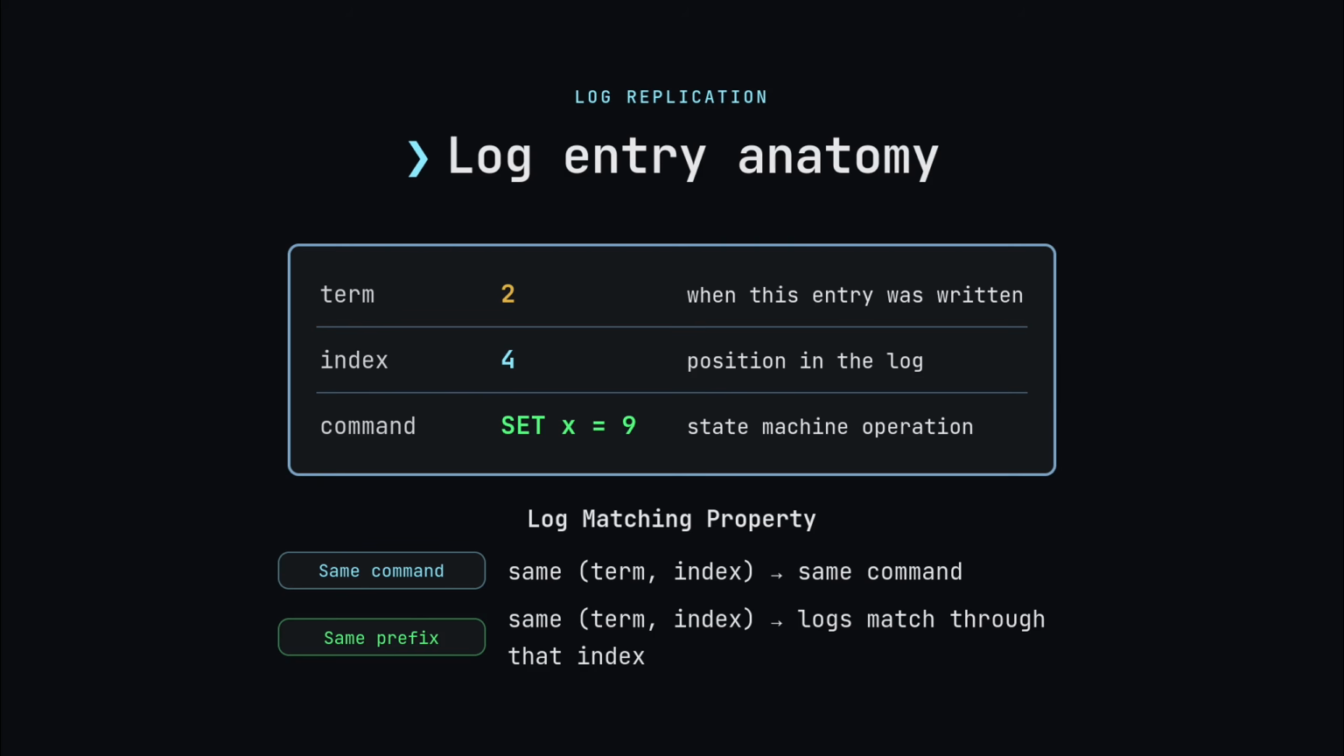That is why the consistency check on append entries can be so small. You check the previous index and the term, and you know the whole prefix matches. You can kind of prove this inductively if you think about it.